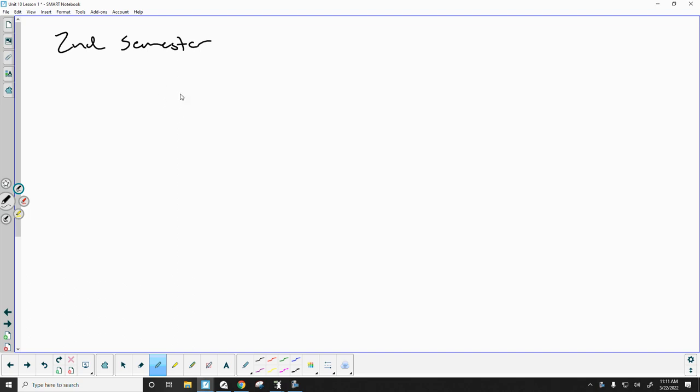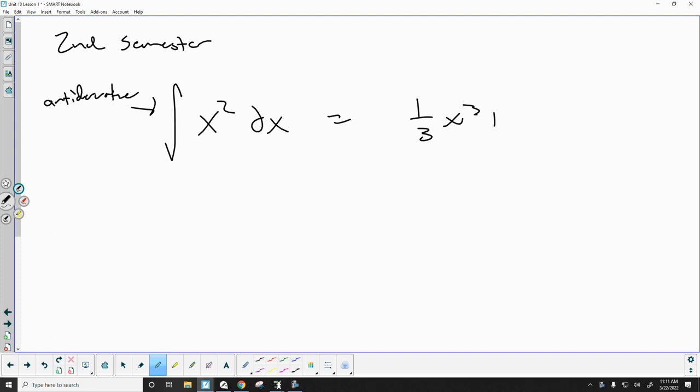We were first introduced to this symbol in Unit 6. And this symbol to us meant antiderivative. And we would provide an answer, 1/3 x cubed plus c. Great. That was Unit 6.